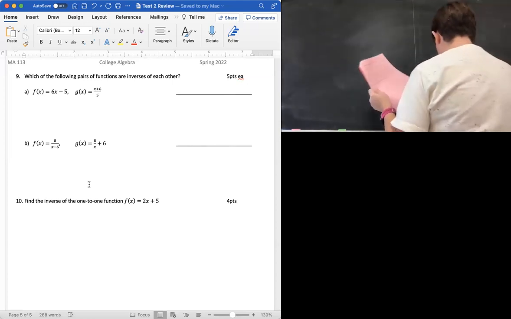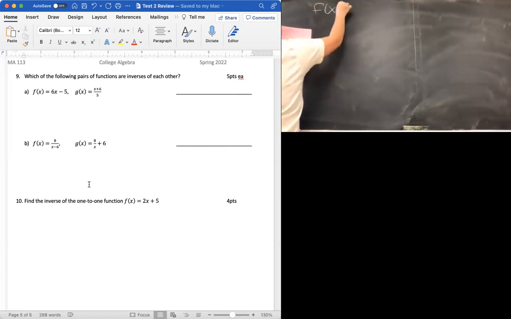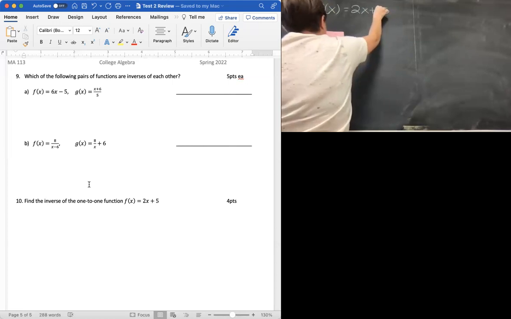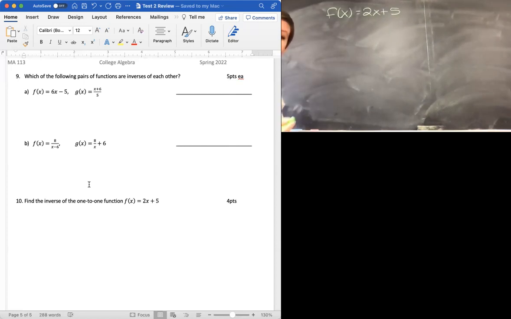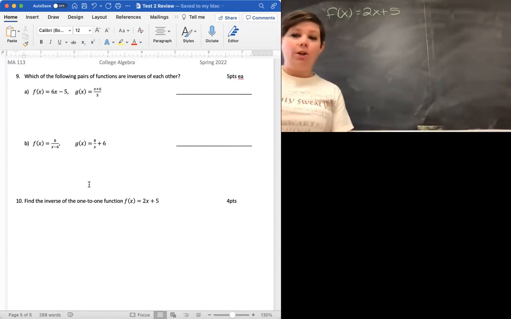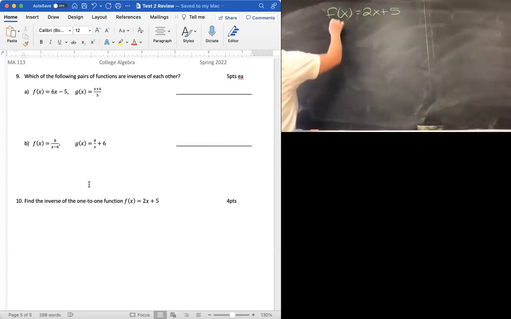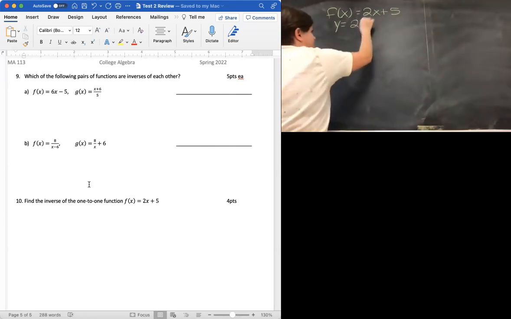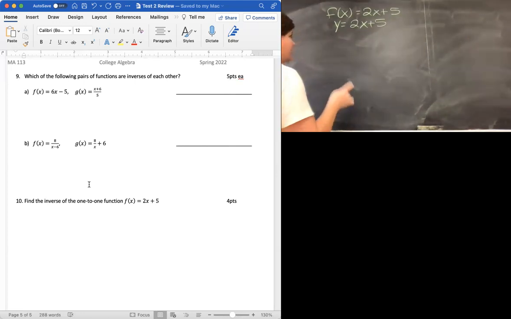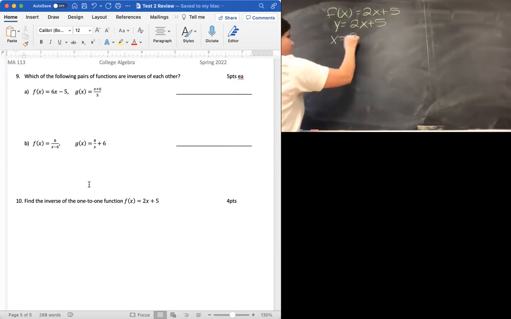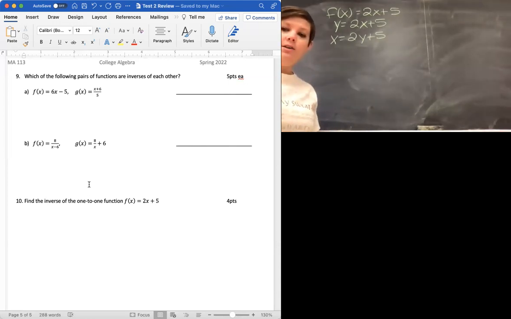So continuing with inverses is number 10. Number 10 gives us a function, and it says, find the inverse to this one-to-one function. It's nice that it specifies that it's one-to-one because one-to-one functions are the only functions with inverses. So what do we do for this? Well, from 2.7, you switch your f of x to y. Once you've done that, you will interchange your x's and your y's. So everywhere that there's a y, you write x, and everywhere that there's an x, you write y. Then you solve for your new y. You want to isolate it.